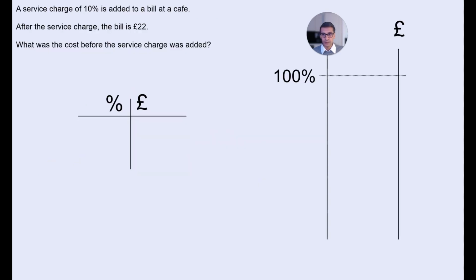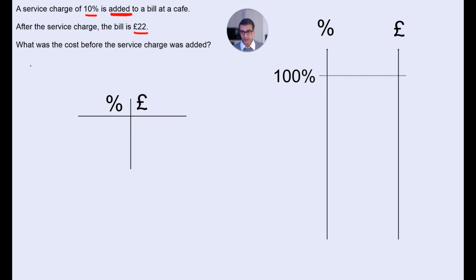Okay, so have a go with this question here. Pause the video and I'm going to show you how to do it now. Okay, so a service charge of 10% is added. Now you may have missed that. So far we've been looking at decreases. Now this is an increase. A 10% charge is added to a bill. After the service charge, the bill is £22.